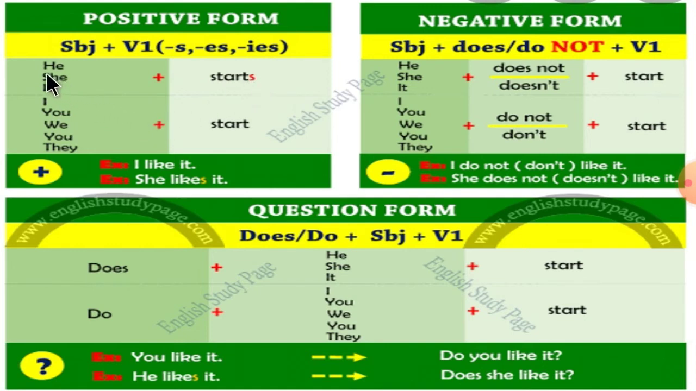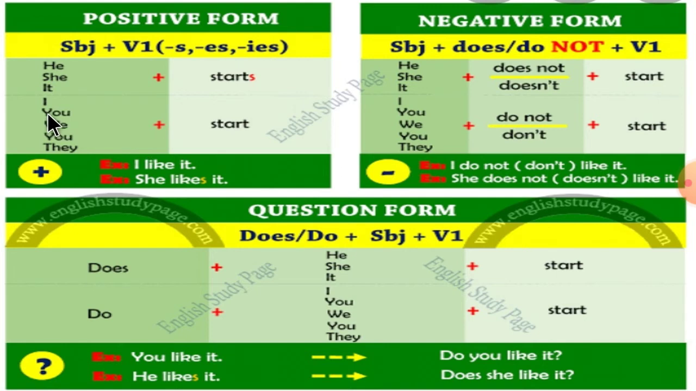When you are making a sentence with he, she or it, at the end of the verb you have to use s, es or ies. That we will learn later, how you can add s, es or ies. First, let's see the sentence formation. When you are making a sentence with he, she or it, you have to use s, es or ies at the end of the verb.